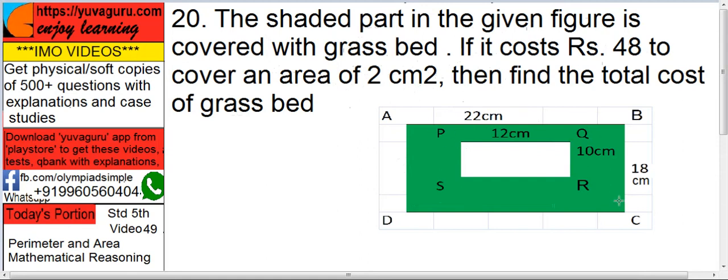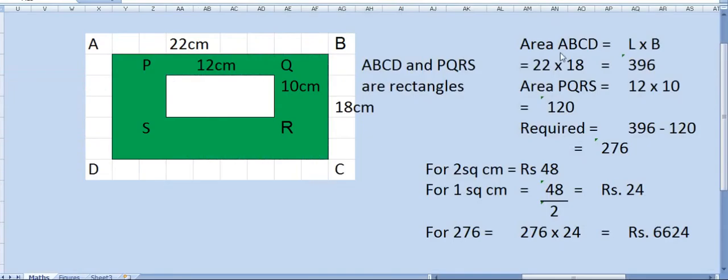Means what is the total cost of this? For this, first what you have to do is find out the area of this green shaded portion only. For finding the green shaded portion, what is the best way? We have done it in our earlier problem. Find the area of ABCD first, then find the area of PQRS, then just subtract it. Let's solve it. Let's find out first the area of ABCD.